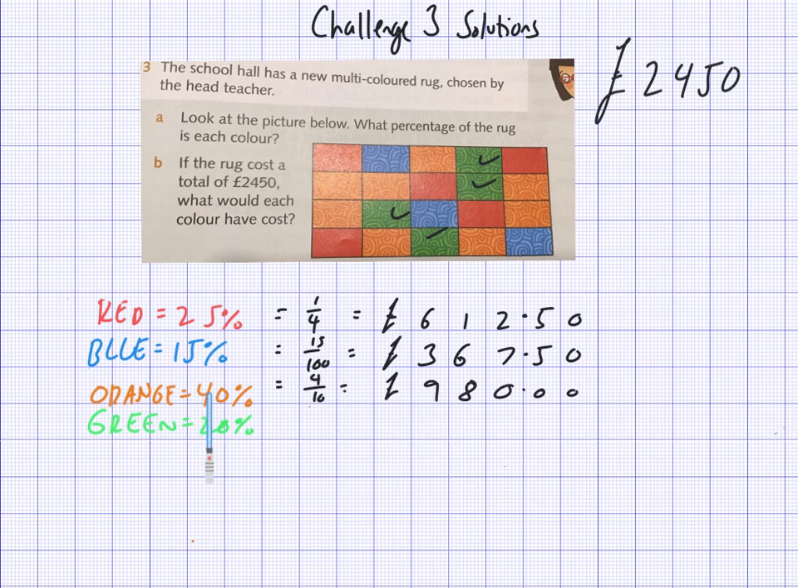And for the green, I'm going to try and use a shortcut here. So the orange is 40%, the green is 20%. 20 is half of 40. So it's going to be half the price. So for this one, what I'm going to do is divide the 40%, which is 980, by 2, which gives me £490. Always look for those little more efficient ways of doing it, a quicker way of doing it, but that'll still get you the right answer. So that one was 490.